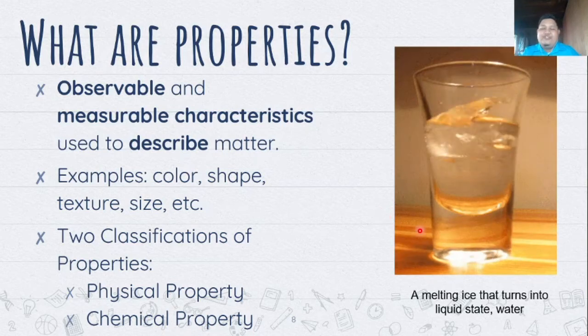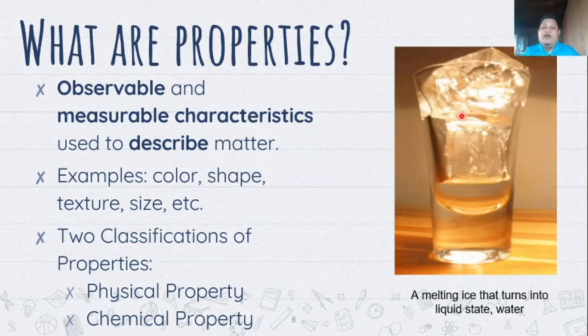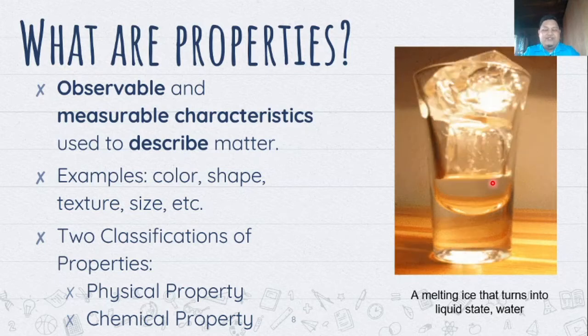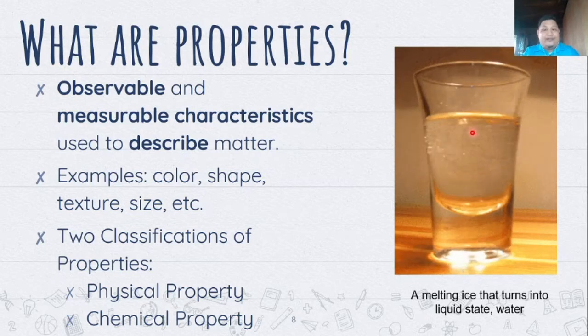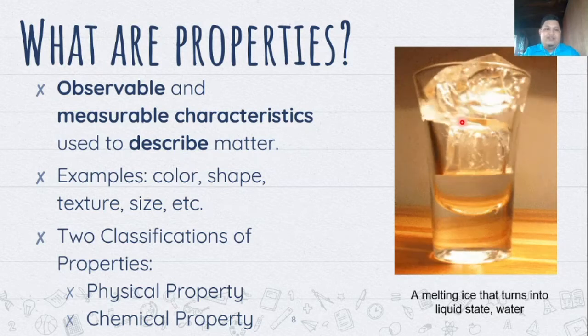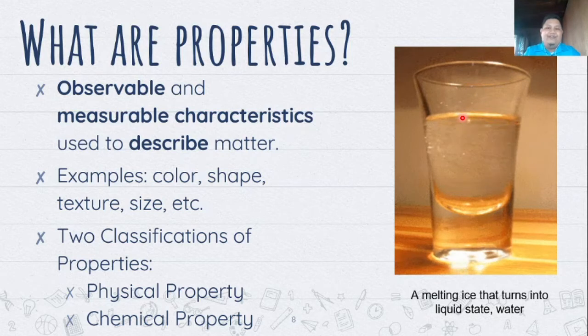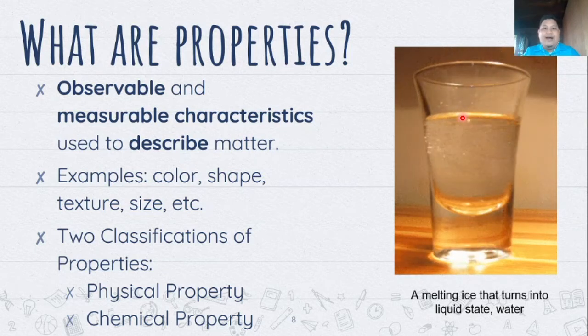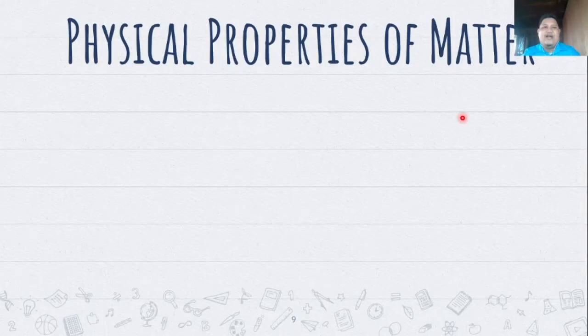Just like in this GIF, we can say that there are some characteristics of water that we are using to describe it. Whenever we melt ice, it turns into liquid state water. As we observe this particular phenomenon with ice, we are actually gathering information that we use to describe what happens. And that is what we are going to talk about: properties.